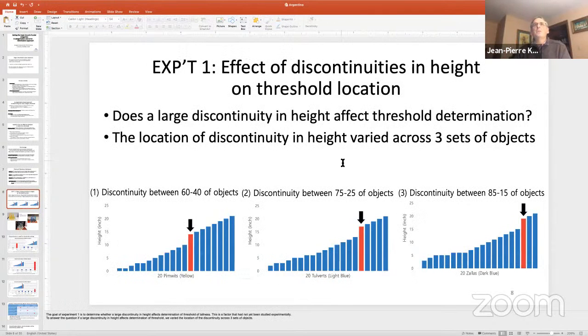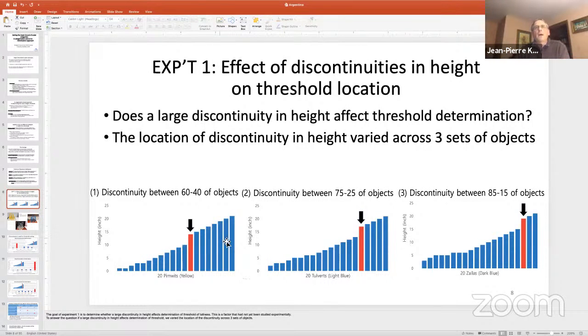So in the first experiment, we looked at the effect of discontinuity in height on threshold location. And two questions we were asking is whether a large discontinuity in height affected the determination of the threshold, so where participants put the threshold, but also whether the location of the discontinuity also had an effect.